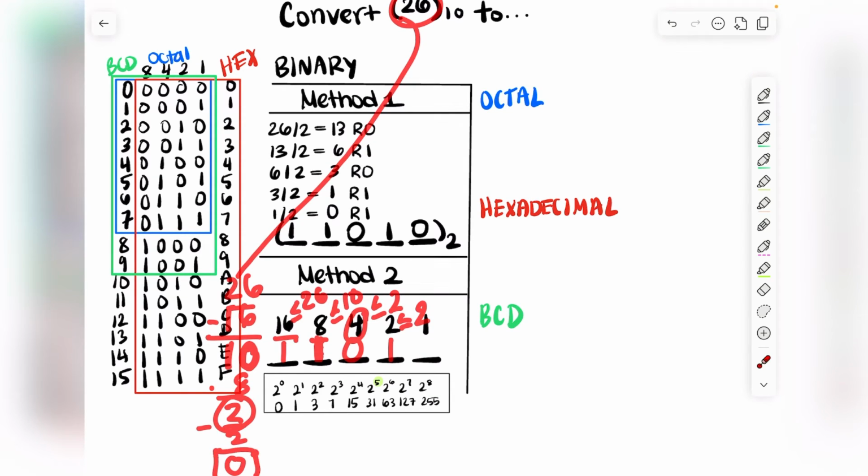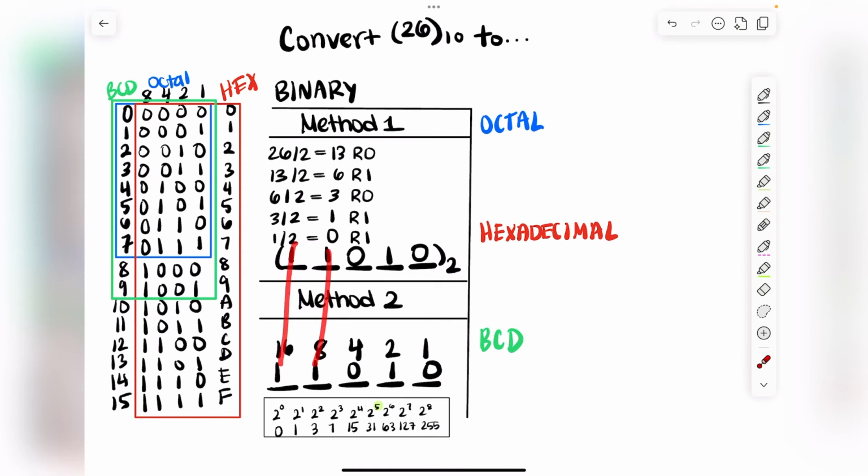Once you are at 0, you're done. Everything after that is 0. If you had more bits, they would all just be 0. And notice how it's the exact same thing we had in method 1. So this is 26 in base 2. We got the same answer using 2 methods. Use the one that's easier for you.